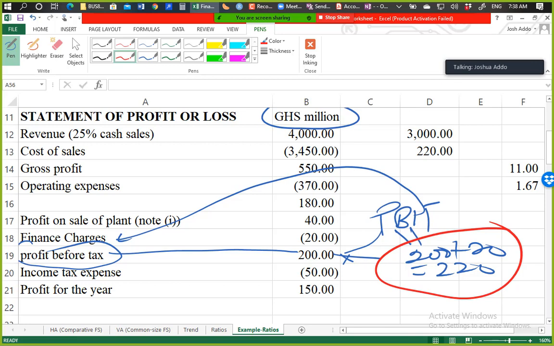of 4,000 million. 4,000 million is 4 billion, right? Is it 4,000 million? So our operating profit margin will be calculated as 220 million divided by 4,000 million times 100%. So let's do that.